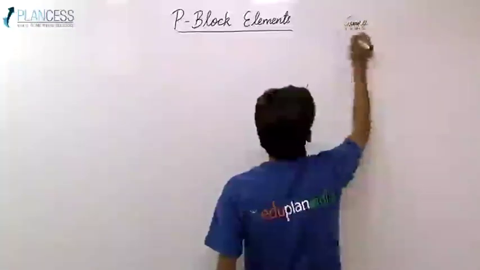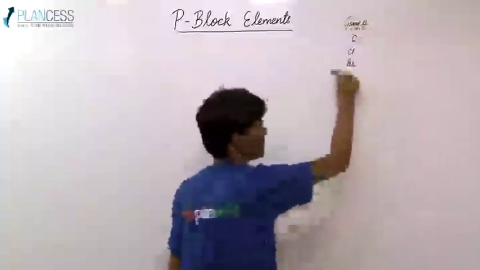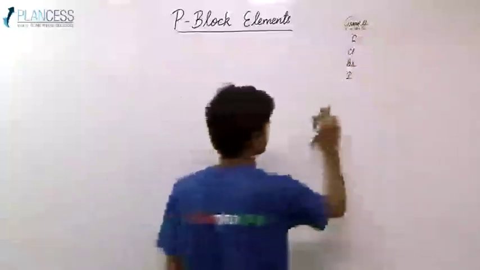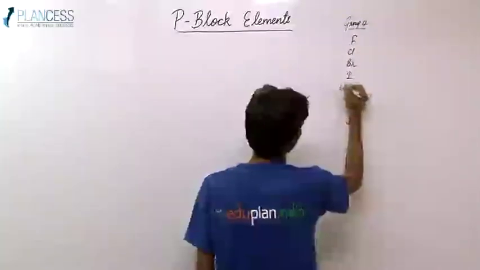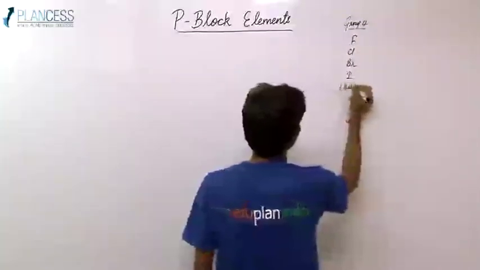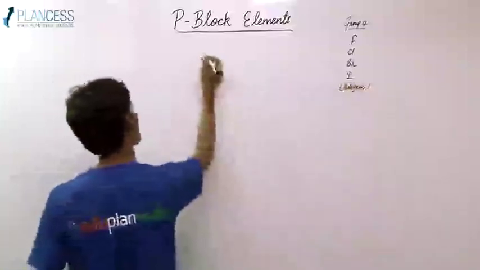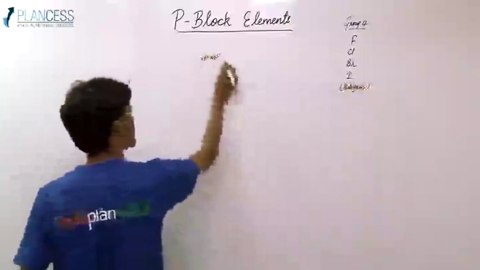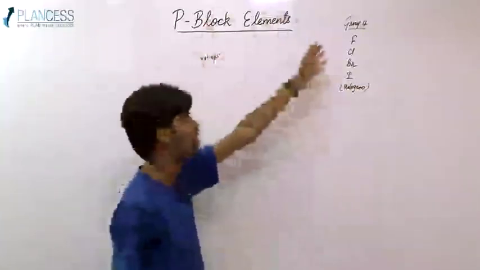So it has fluorine, chlorine, bromine, iodine, and the rest is not as important. So it is fluorine, chlorine, bromine, iodine, also known as halogens. It has an electronic configuration of ns2 np5, very high electron gain enthalpy, and very high ionization energy also.